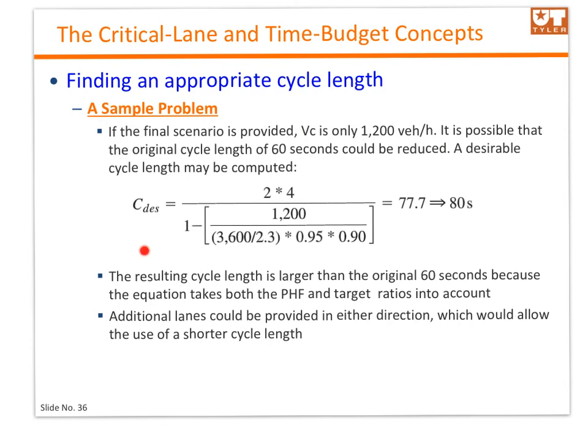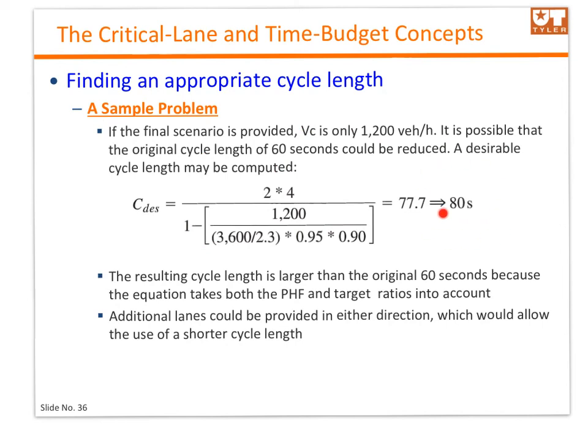A desirable cycle length is now equal to 2 phases times 4, which is the TL, over 1 minus 1200, which is VC, the current VC based on the number of lanes that we have, over 3600 over 2.3, which is the saturation headway, times 0.95, which is the peak hour factor given to us, and I'm assuming a capacity ratio of 90%, 0.9. This gives us 77.7, which is roughly 80 seconds. I need to revise the cycle length to the desirable cycle length of 80 seconds.